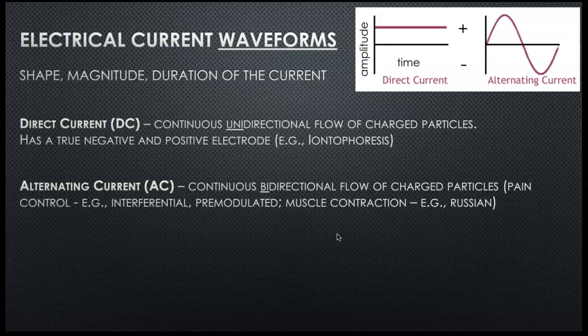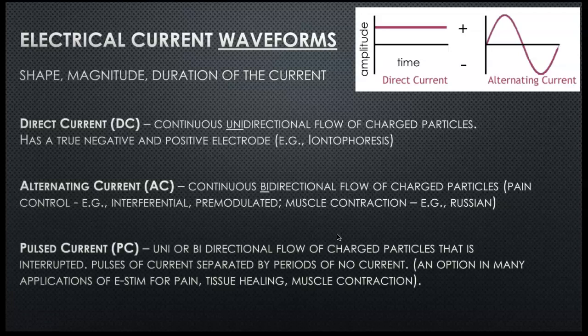And then another variation is called pulsed current. Pulsed current can be either one. It can be unidirectional, just one, either positive or negative, or it can be bidirectional where it flows like alternating current. So it can be either of those, but it's not continuous, right? It's interrupted. It comes in little bursts, like little pulses. So it's pulses of current separated by periods of no current.